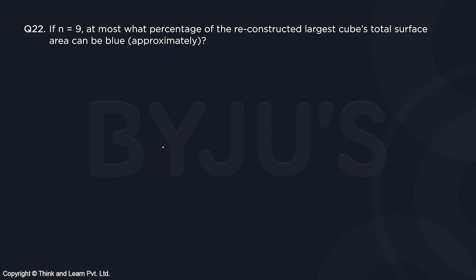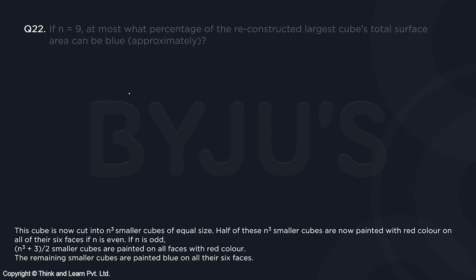So this question says n is equal to 9 at most. What percentage of the reconstructed largest cube's total surface area can be blue? Almost like the first question, but this time we want to maximize the area that can be blue. Let's have a look at this. Now, when n is equal to 9, first of all, how many red and blue are there? I'm just concerned about blue. So blues are 9 cubed minus 3 divided by 2. So 729 minus 3, 726 divided by 2 is 363. So 363 cubes are blue.